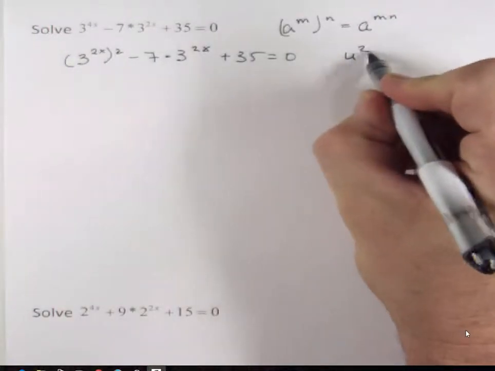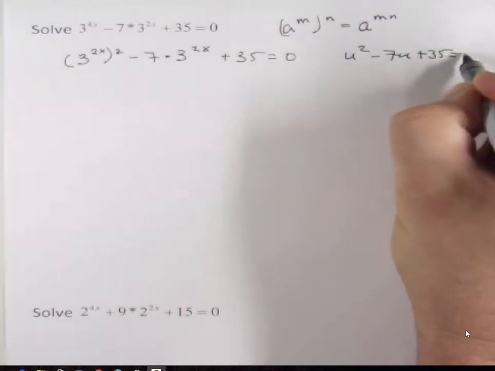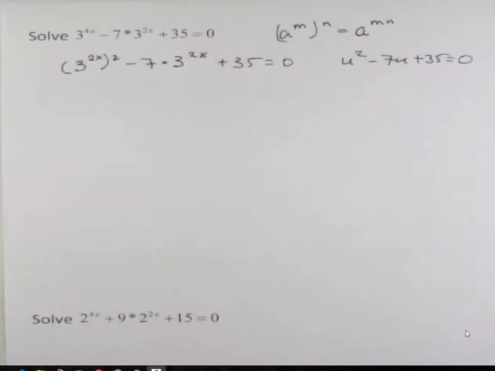If I had given you u squared minus 7u plus 35 equals 0, you would look at that and say, oh, can I factor it? Well, let's see. Are there factors of 35 that add to negative 7? The answer is no, there's not. Well, there is an option, and that's called the discriminant. Let's see what happens.